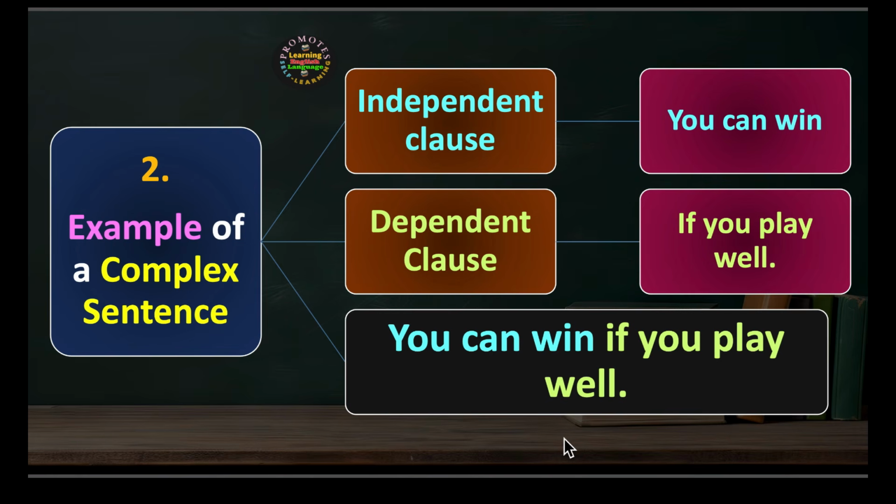A compound sentence is always formed with the help of coordinating conjunctions. In this lesson, I hope you have understood the concept. What is a sentence? What is a simple sentence? What is a compound sentence? What is a complex sentence? What is a clause? What is an independent clause? What is a dependent clause? What are coordinating conjunctions? And what are subordinating conjunctions?